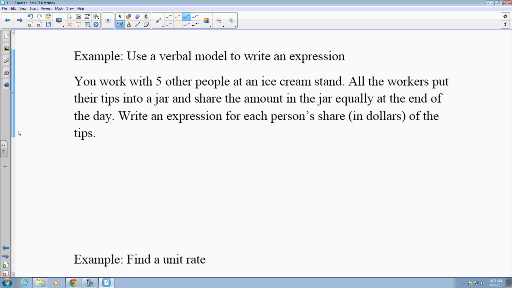You work with 5 other people at an ice cream stand. All of the workers put their tips into a jar and they share the amount in the jar equally at the end of the day. Write an expression for each person's share in dollars of the tips.